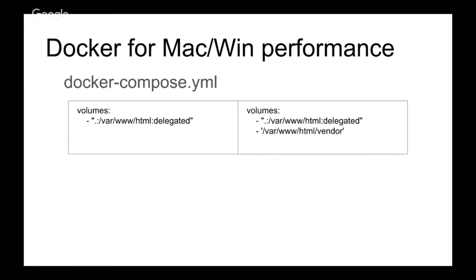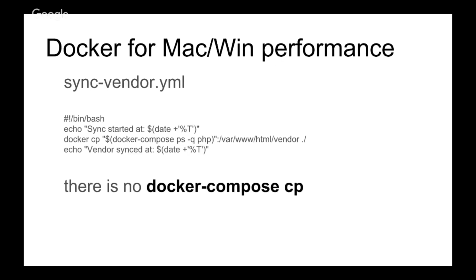We also found some advice to try some flags, for example, delegated or cached, which have better behavior than default, but it was not something to really help us. So we just added a second volume to the Docker container. It contains all third-party code, and we also have a really short script.